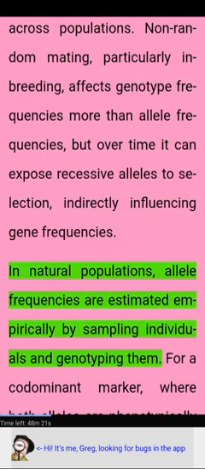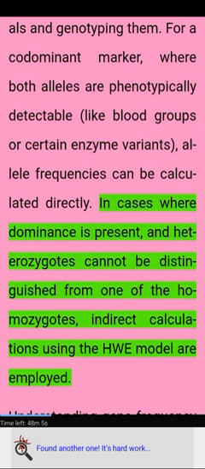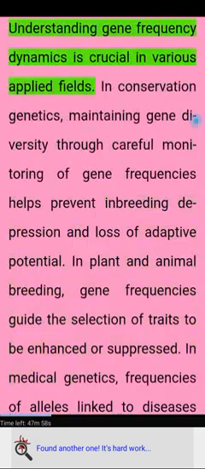In natural populations, allele frequencies are estimated empirically by sampling individuals and genotyping them. For a codominant marker, where both alleles are phenotypically detectable, like blood groups or certain enzyme variants, allele frequencies can be calculated directly. In cases where dominance is present, and heterozygotes cannot be distinguished from one of the homozygotes, indirect calculations using the HWE model are employed.